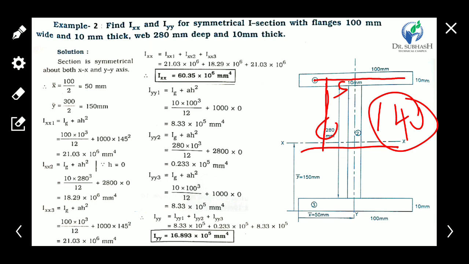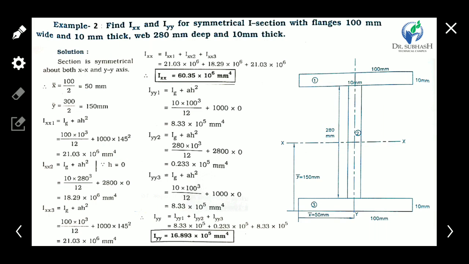Okay, so 5 plus 140 is 145, so h1 is 145 square. And bd cube by 12, breadth b is 100 mm and depth d is 10 mm, so bd cube is 100 into 10 raised to cube upon 12, and through this equation we get the value of Ixx1 as 21.03 into 10 raised to 6 mm raised to 4.